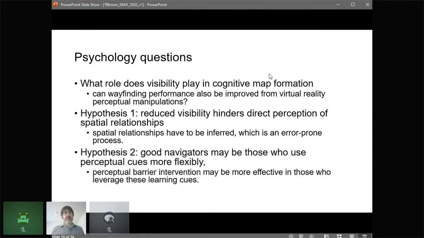And our other hypothesis is that good navigators on these sort of tasks may not necessarily be individuals who have superior long-term memory abilities, although certainly that would help. But maybe they're also individuals who simply use the spatial cues that are available in a more flexible and adaptive way. So if this is true, and we have a manipulation of barrier visibility, this would open up more visual cues to individuals. And what this would mean is that that manipulation would be more effective in individuals who are better at leveraging these additional cues to understand the layout of the environment.